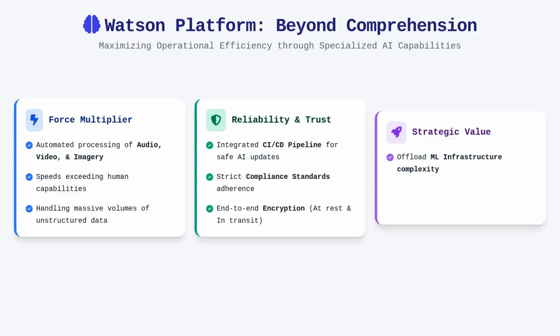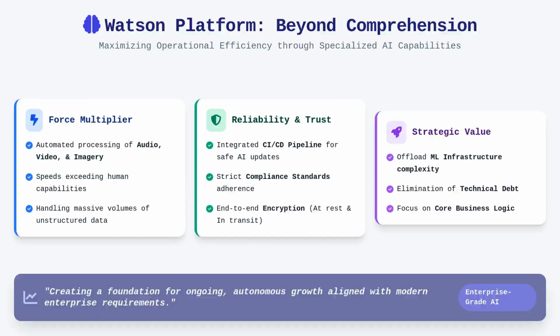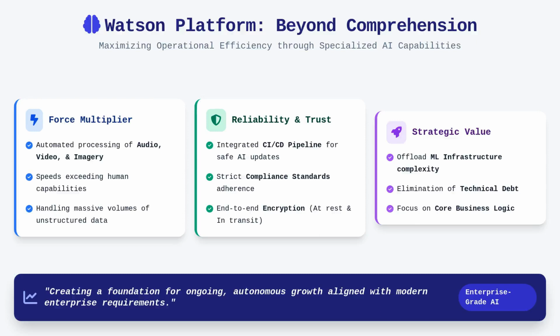When you choose to include these services in your cloud architecture, you are effectively offloading the complexity of maintaining sophisticated machine learning workloads to a managed provider. This allows your team to focus exclusively on the business logic rather than the low-level infrastructure requirements that usually trap organizations in technical debt. By systematically applying these tools, you are not just adding features to an application, you are creating a foundation for ongoing autonomous growth that aligns perfectly with modern enterprise requirements.